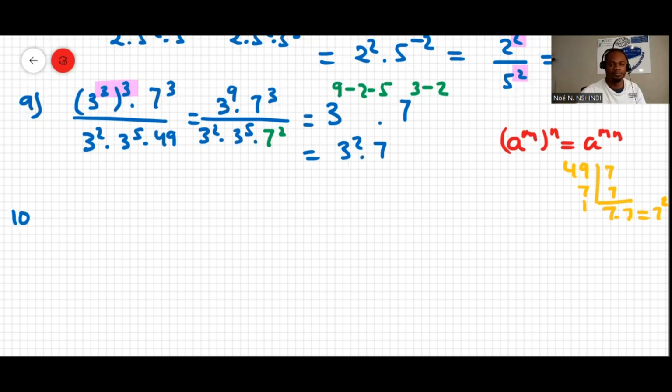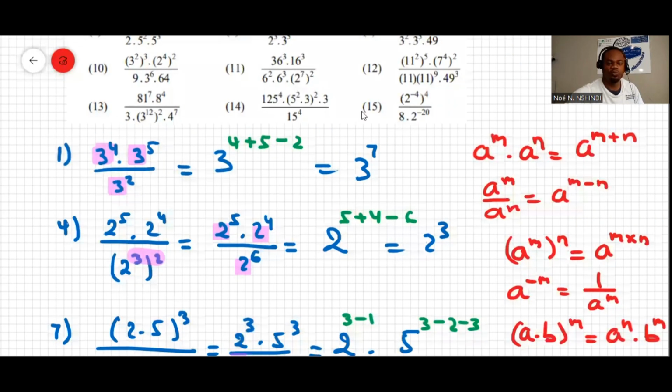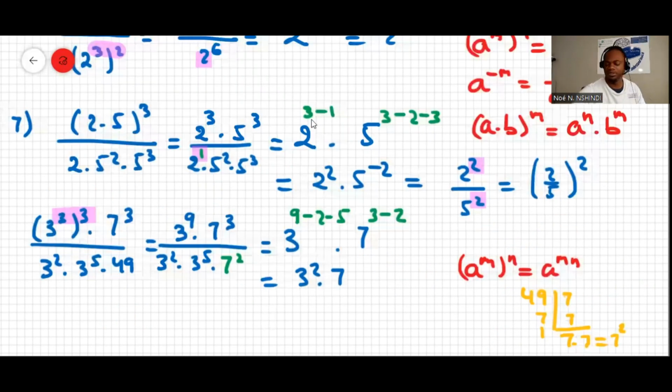Now I'll leave question 10. Let's see. I think I'll leave those questions for you to practice, because the rest of them are similar. I can just do question 15.